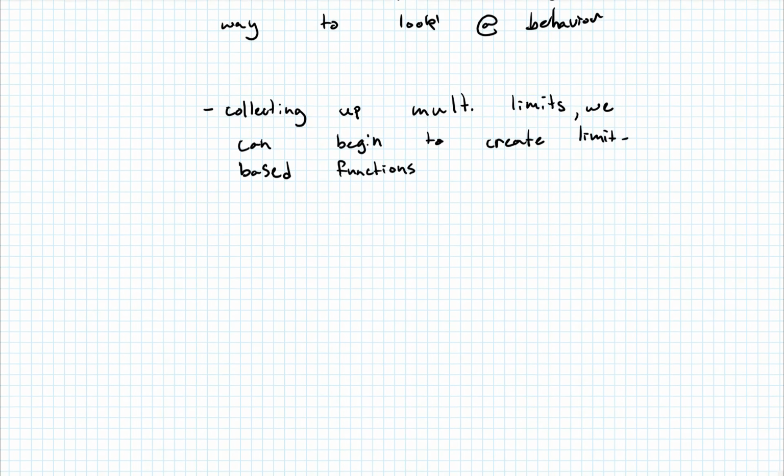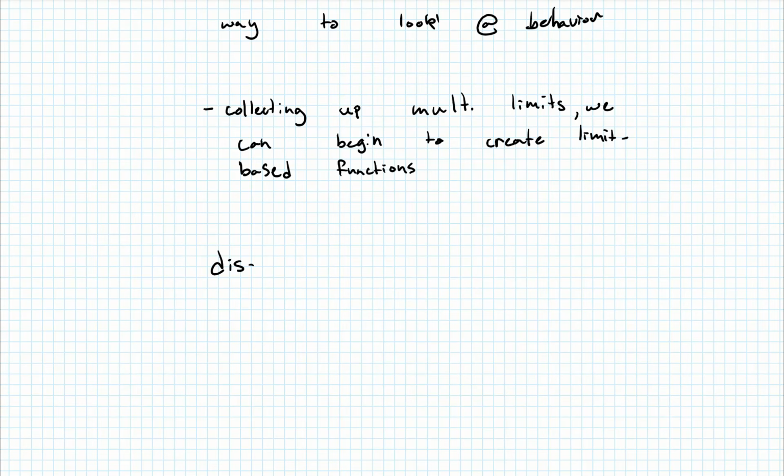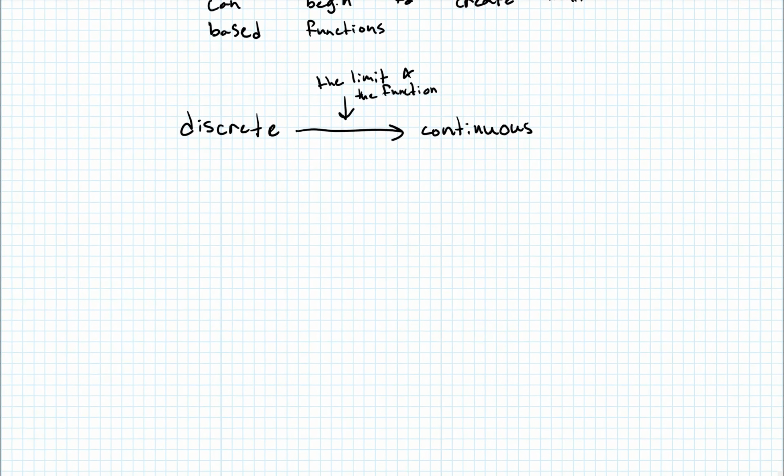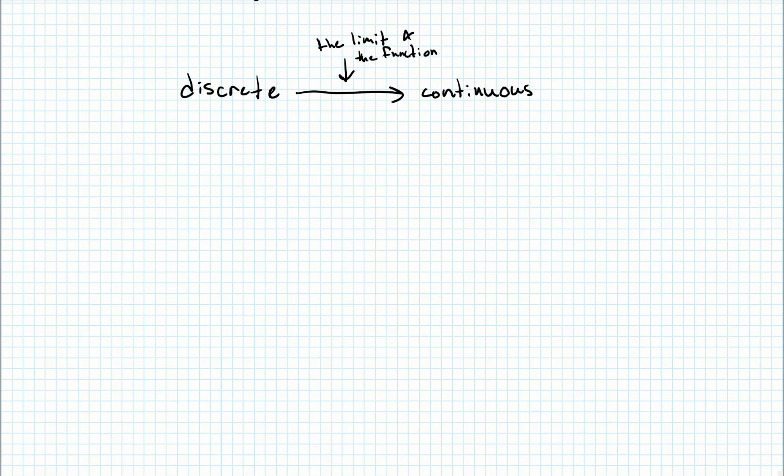And so that's why this transition from discrete to continuous math is all centered around this idea of the limit and the function. So what we're going to be doing from here on out is talking about functions. There won't be any discrete math going on. Calculus is the study of continuity and the study of functions.